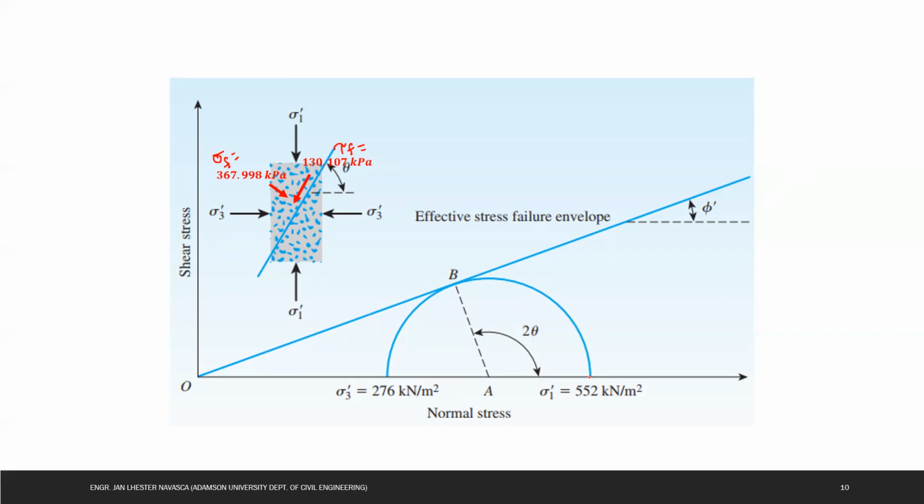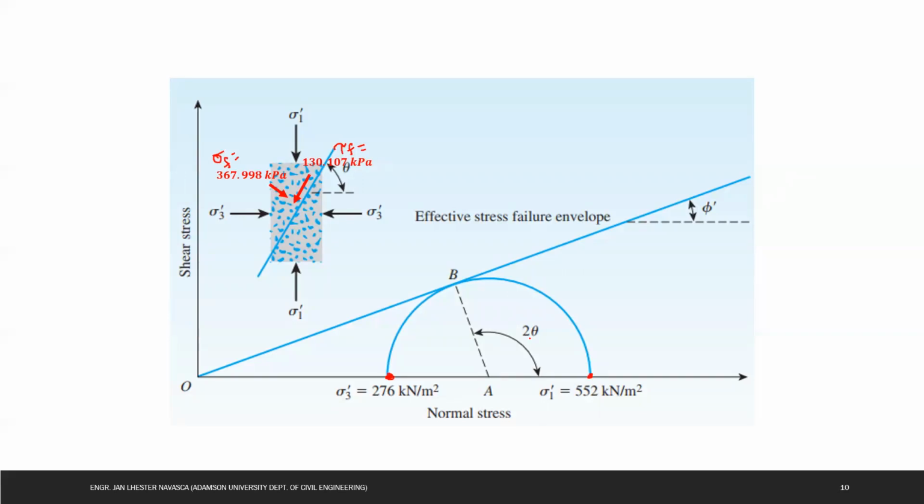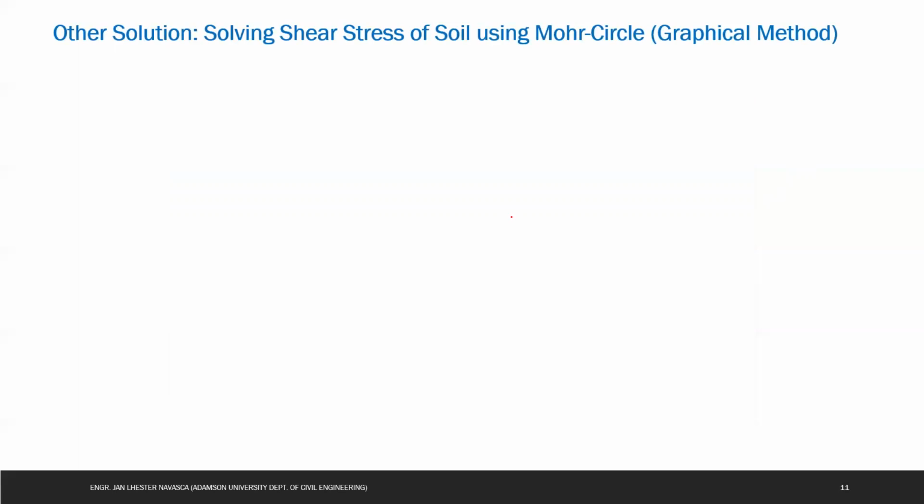So as you can see, your sigma 1 is at this point, your sigma 3 or the minor principal stress at this point, and the difference of their value, this one, is your deviator stress delta sigma d. Okay, so another solution using the Mohr circle or the graphical method.